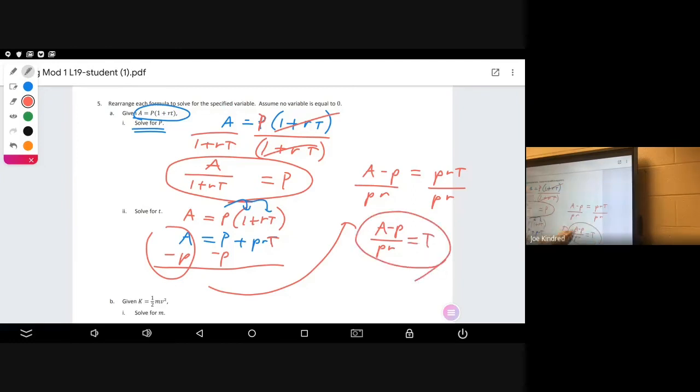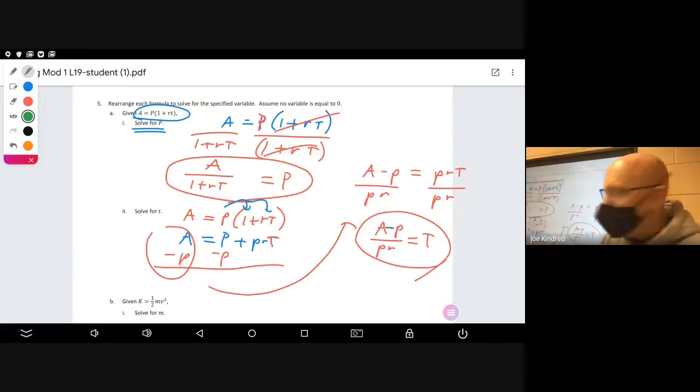Now, I can't cross these out. I cannot cross the P's out because of the subtraction sign. Because of the subtraction sign, I'm done. That's the answer. That is the answer.